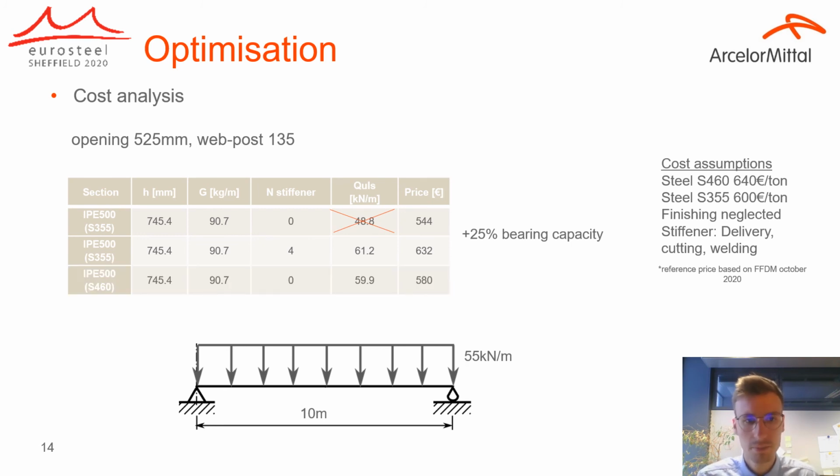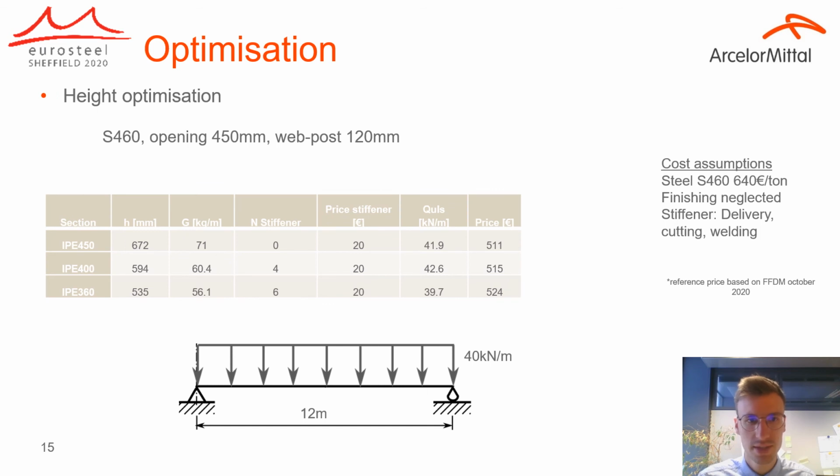Again, the same beam, but this time we increase the steel grade up to S460, and we have a bit less than the beam with 4 stiffeners in S355, but we are still above 55 kilonewton per meter, and the cost is more interesting, considering the assumption that S355 is less expensive by 14 euros per ton than S460.